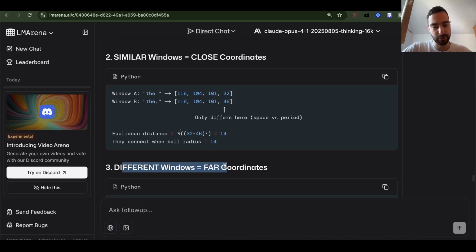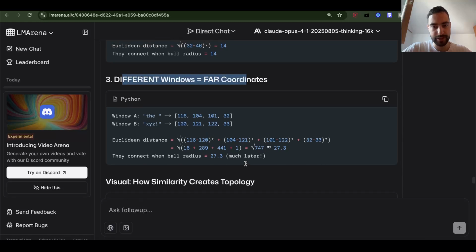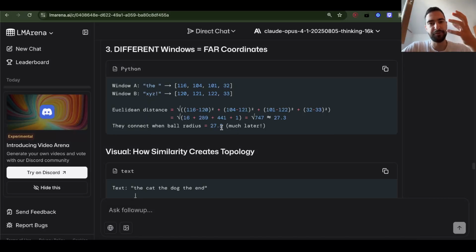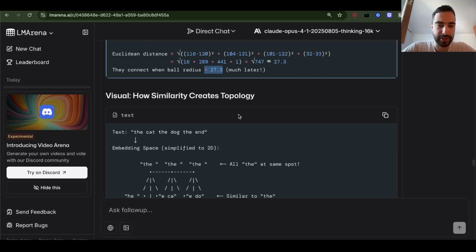And if we have different windows, we have faraway coordinates. Now their Euclidean distance of these two different is gonna be 27. They connect when ball radius is 27.3, much later. This is Opus being a bit confusing, because there is 27 distance between the points, but I guess when the spheres grow, they will connect halfway. They don't need to grow this much. But I'm not sure which one is correct. Okay, well, we'll figure it out.